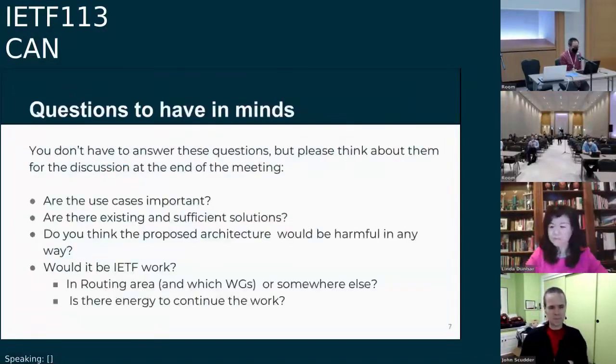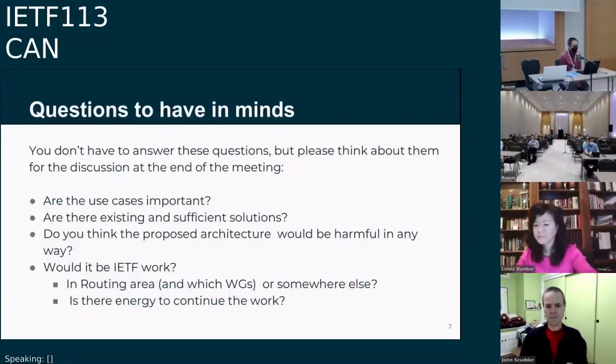During this BOF, we want you to have these questions in mind, so that when we come to the end of the discussion phase, you will have some sort of opinion on, for example: are the use cases important? Are there already existing and sufficient solutions? Do you think the proposed solution will be useful or harmful in any way? Would it be IETF work? If yes, is it in the routing area and which working group, or somewhere else? Also, is there energy to continue the work?